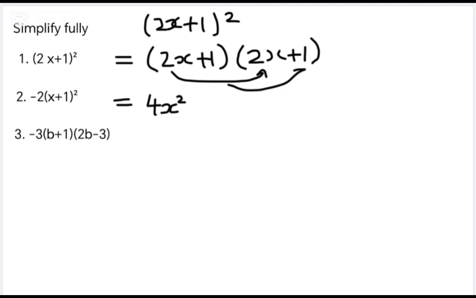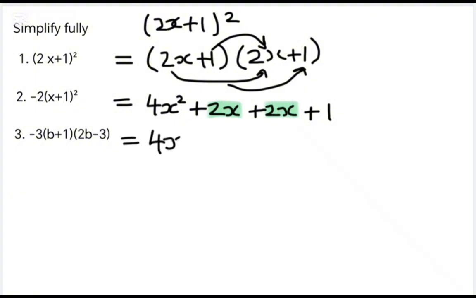Then you do the same thing with this one, which gives you 2x. This time around, I'm going to take this one, multiply with this, and we're going to get plus 2x. You're going to take 1 multiplied by 1, which is 1. Next, group the like terms. The like terms here are 2x and 2x, which when we add them, we get 4x. So we have 4x squared plus 4x plus 1. And we are done expanding that one.